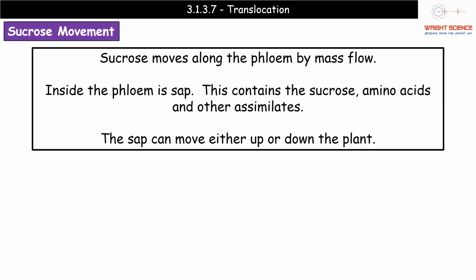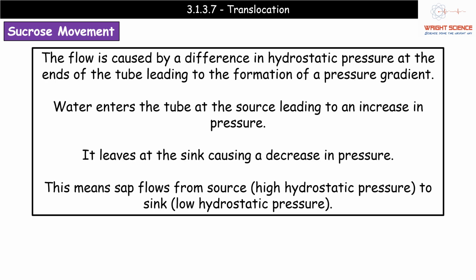What we describe the inside of the phloem as containing is sap. The sap itself isn't just sucrose. We also have amino acids and other assimilates present alongside the sucrose. And one key thing to remember about this translocation is that the sap can move either up the plant towards the leaves or down the plant towards the roots, because both of those regions will require those assimilates.